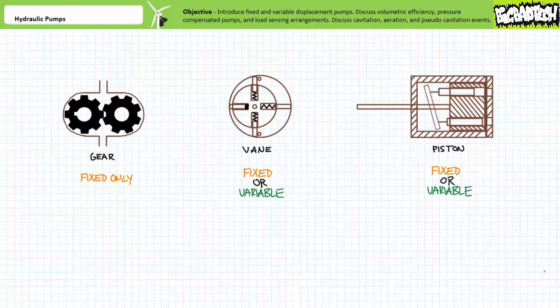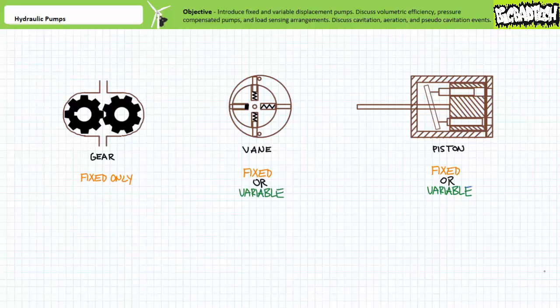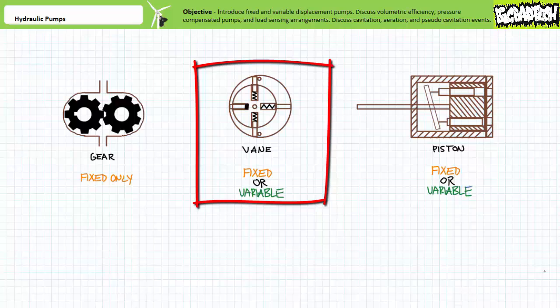A fixed displacement pump, as the name implies, is incapable of varying displacement per revolution. A variable displacement pump, in contrast, uses movable internal components to selectively increase or decrease displacement per revolution as required. Gear pumps use a pair of meshing gears to provide pressurized flow to a hydraulic system. All gear pumps are fixed displacement pumps. Vane pumps can either be fixed or variable displacement pumps depending upon construction.